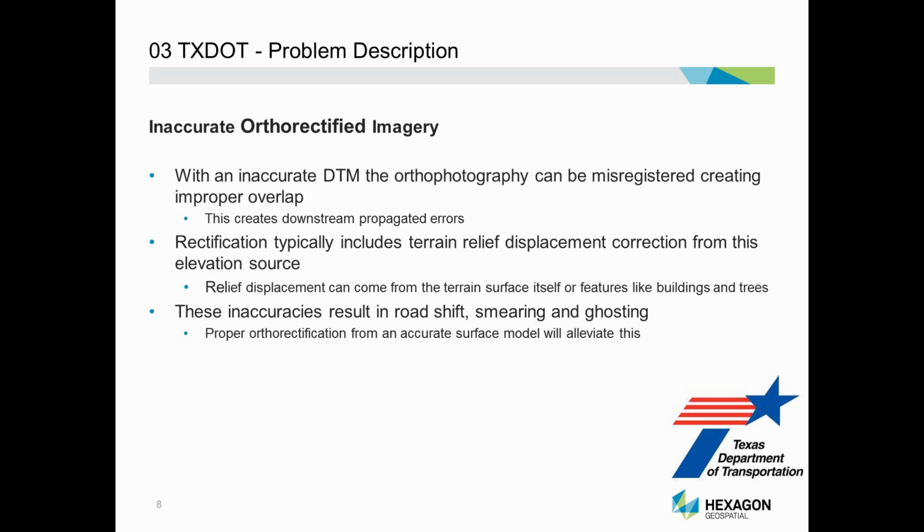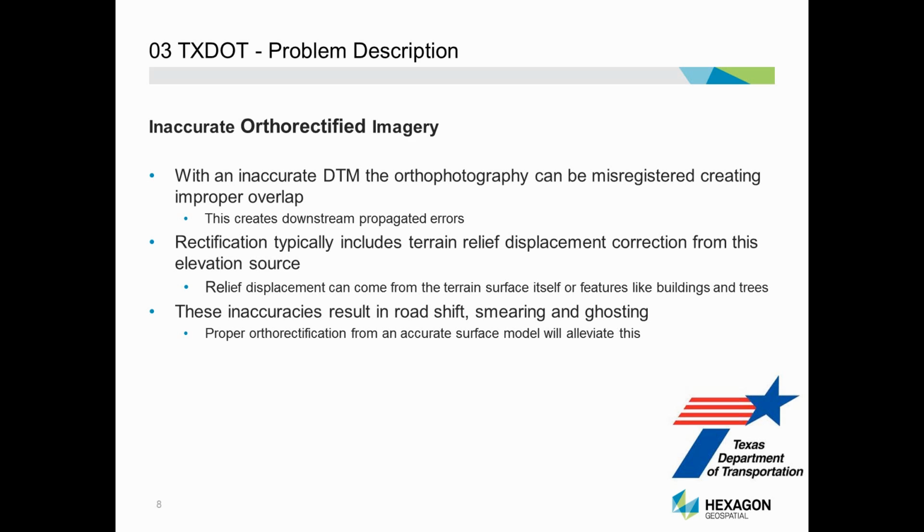Rectification typically includes terrain relief displacement correction from this elevation source. Now, I say typically because some areas are so flat that it doesn't really matter, and there are no trees or buildings around to influence what happens to the imagery. But in most cases you're going to be working with imagery that does have buildings, trees or cars in it, and therefore you want to take into account the elevation of these features and remove them in order to have a surface model.